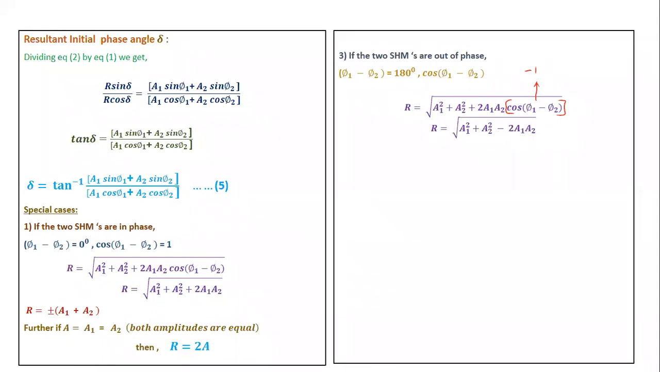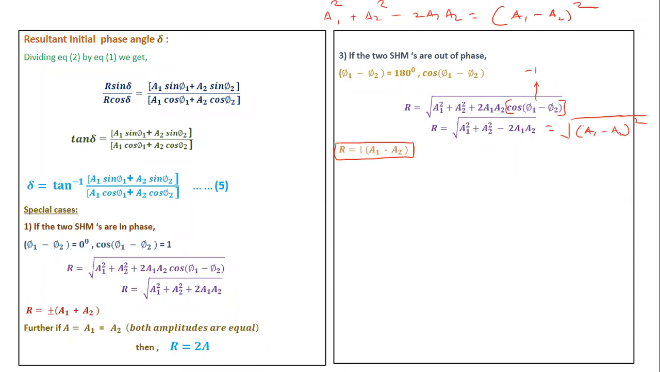Now, listen here: a1 square plus a2 square minus twice a1 a2 is the expansion of (a1 minus a2) whole square. So we can write here the root of (a1 minus a2) whole square, which means simply a1 minus a2. So this is the expression for the resultant amplitude.